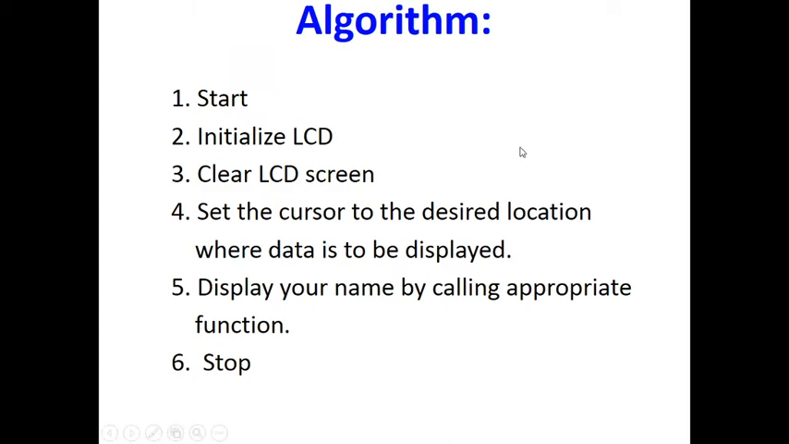Now I will write the algorithm to achieve my problem statement. I want to display my name on the LCD screen. First I give the start step. Then initialize the LCD, then clear the LCD screen, then set the cursor to the desired location where I want to display my message, that is my name, and then display your name by calling the appropriate function, and stop. In this fashion I write the algorithm to achieve my problem statement.